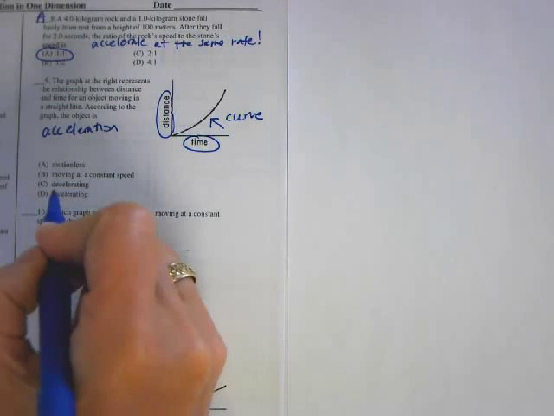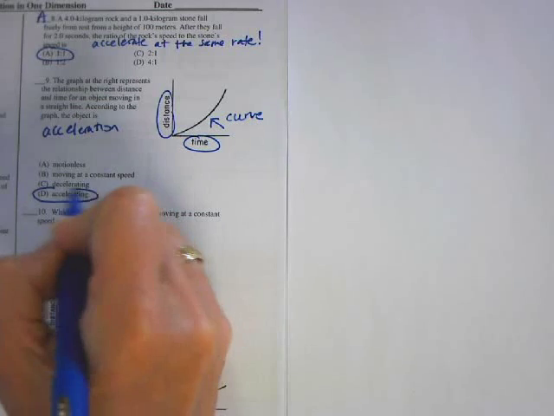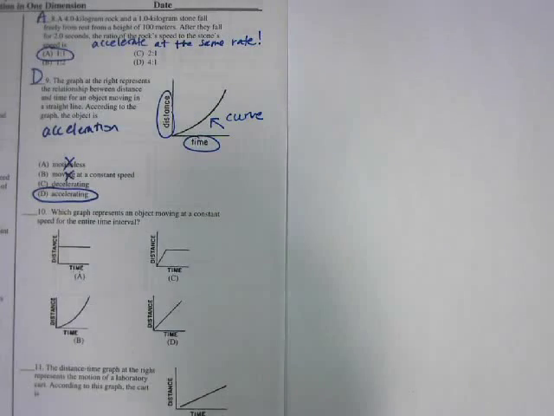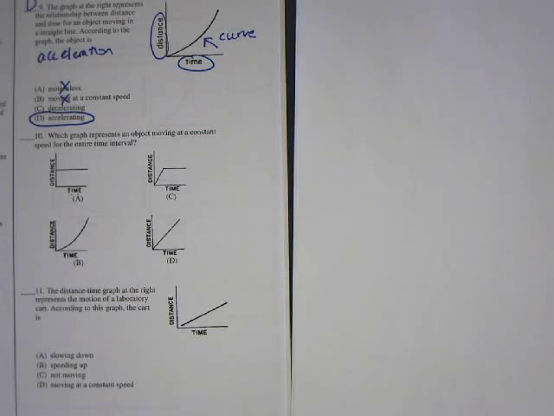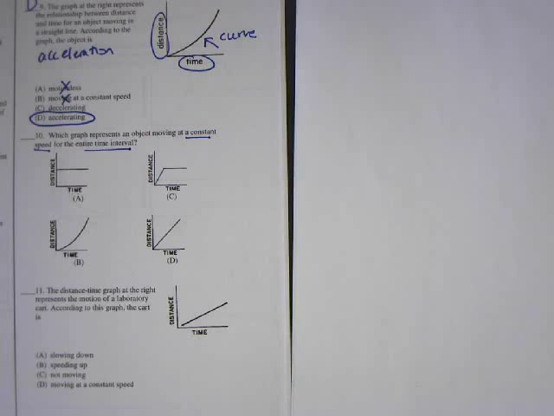Number 10. Which graph represents an object moving at a constant speed for the entire time interval? So first we have to say, what kind of graph is it? It's a distance versus time graph. So first of all, I'm going to look at this and say this represents acceleration. So I'm going to cross this one off.